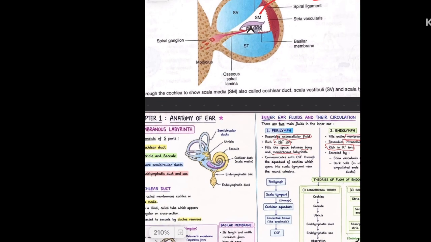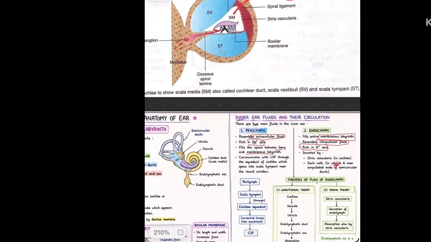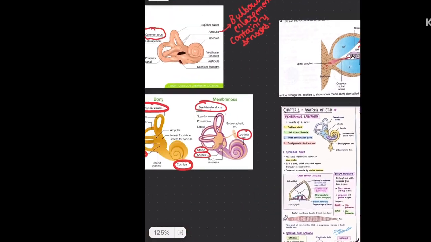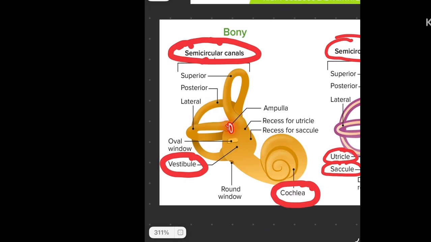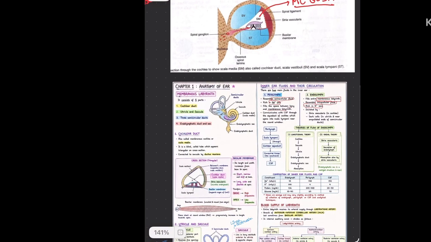Dark cells are present where? They are present in the utricle and near the ampullated end of the semicircular canals. Basically, if you see this diagram, the dark cells secrete endolymph from the ampullated ends and also from the utricle. So endolymph is also secreted from these two areas.